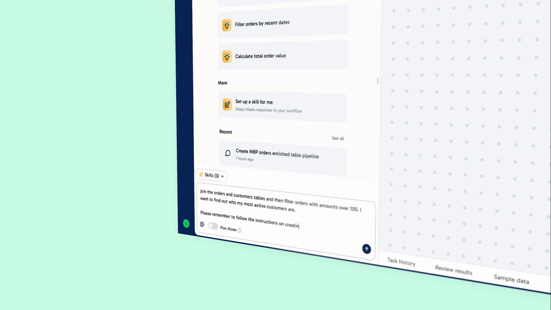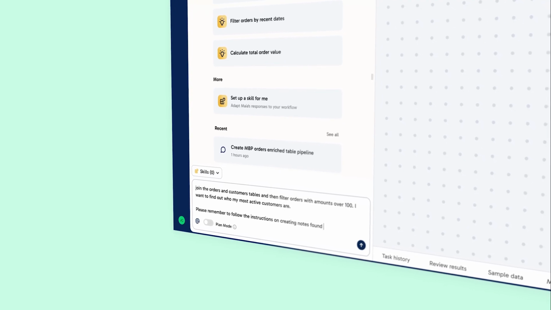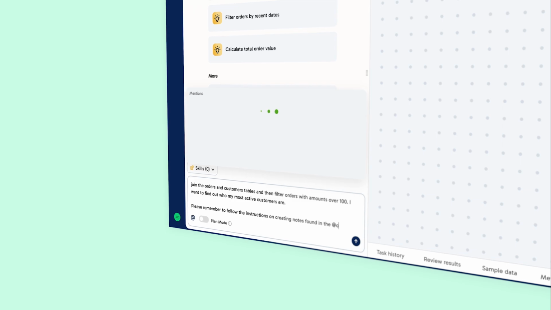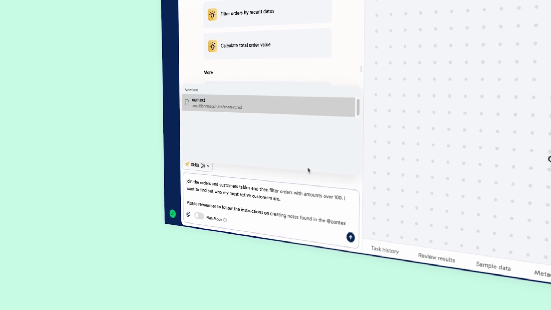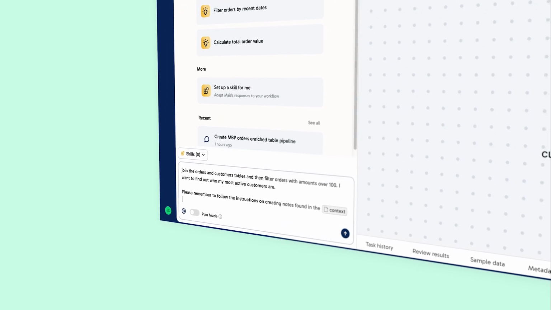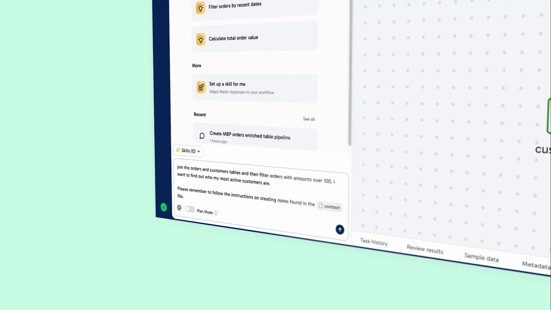If you want Maia to focus on a particular file, call it out directly with the @ symbol. This is especially useful when your project has lots of similar files or configs. It's like pointing Maia at the exact page in a book you want to talk about.